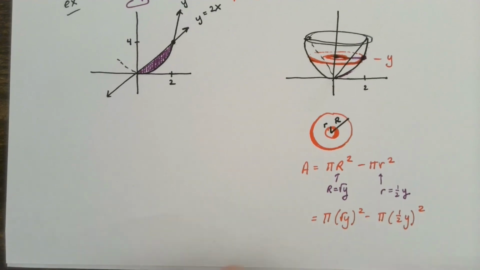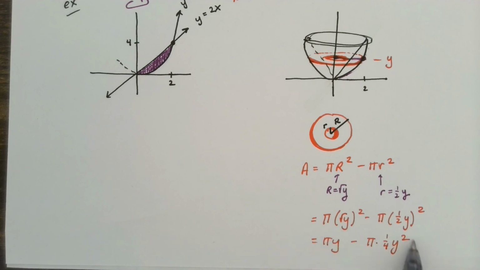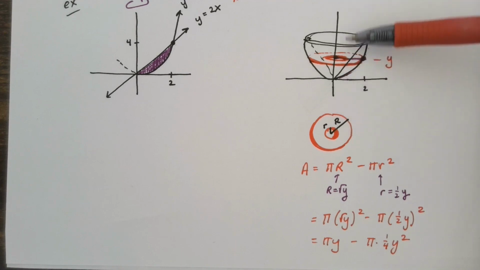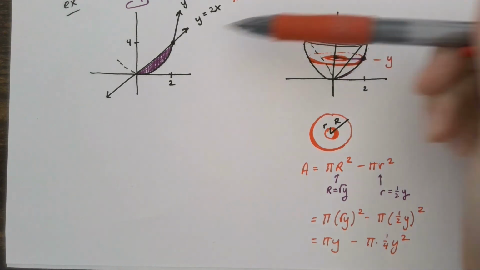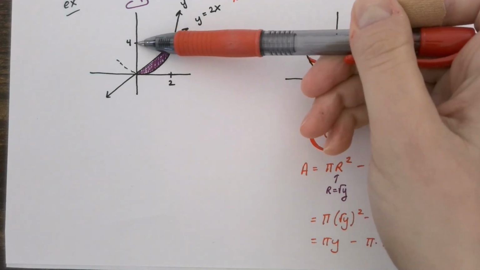Right, this does clean up a little bit. The square root of y squared is just y. This becomes a 4th y squared. This is the function that we want to integrate, dy, and we just have to decide what our maximum y values are to complete the integral. And that's actually filled in this picture here. We're going to go 0 to 4 because 4 is our top y value.